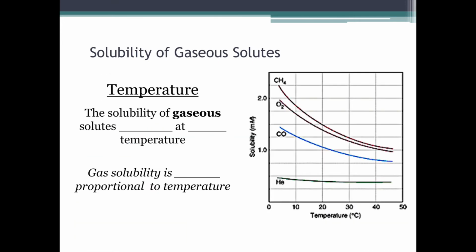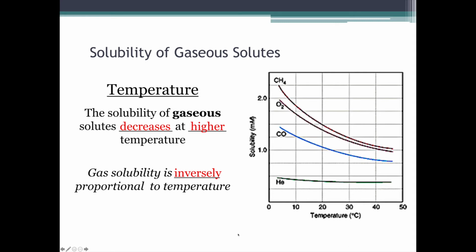Gaseous solutes follow some different rules. The solubility of gaseous solutes actually decreases at higher temperature. This means that gas solubility is inversely proportional to temperature. And here's a graph that shows you as temperature goes up, gas solubility goes down.